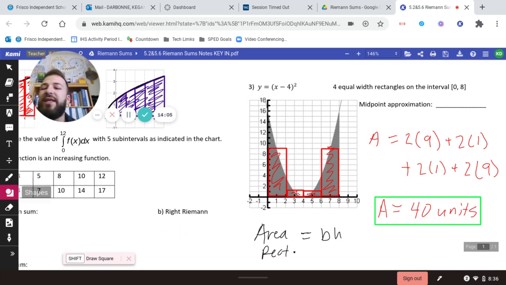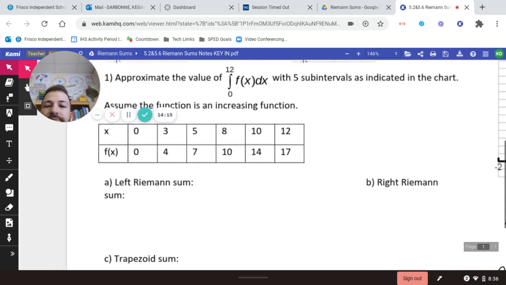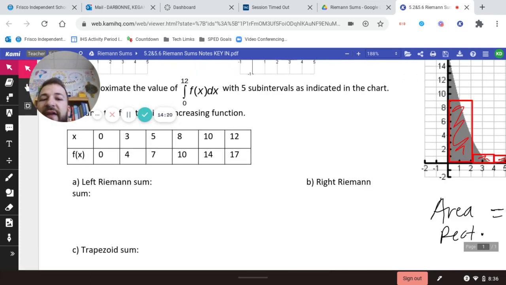Graphically is significantly easier than having to find it from a table, because from a table you have to think about it a little bit more, while from a graph you can just draw the picture. So number one, we want to approximate the value of the integral from 0 to 12 with 5 subintervals as indicated in the chart. So here's our chart all the way across, and then those are our y values.